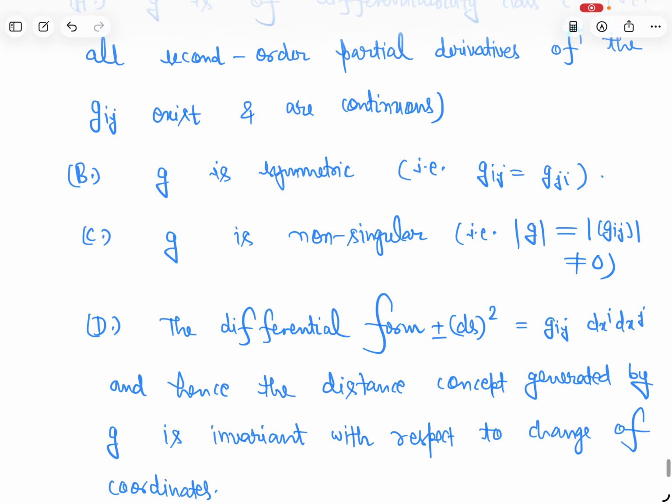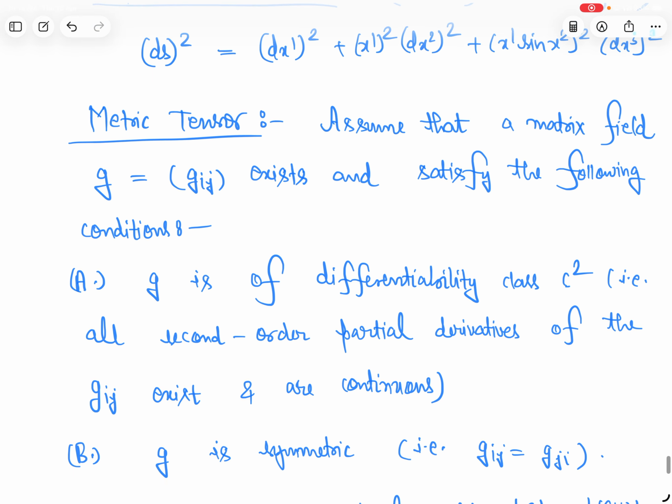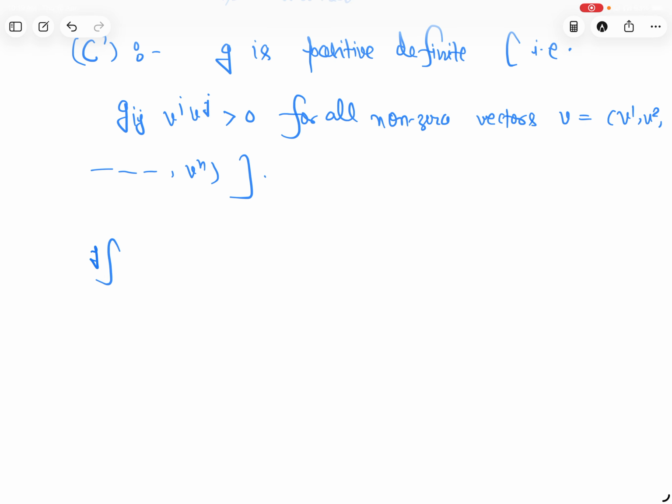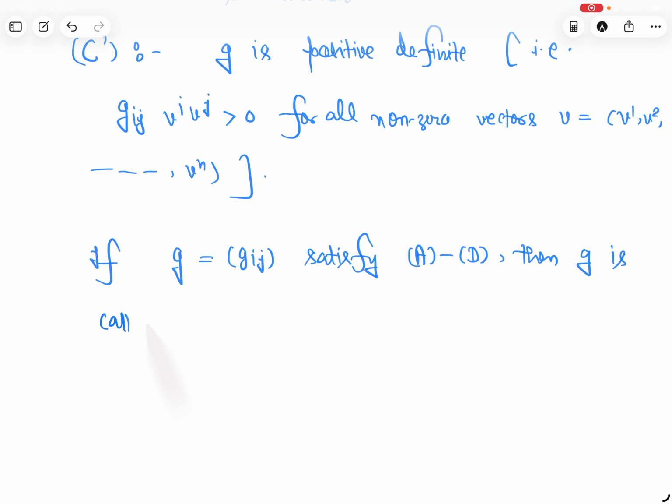I wrote that I am writing the definition of a metric tensor. Assume that G is a matrix field that satisfies the following conditions A to D. If G satisfies A to D, then G is called a metric tensor. Okay. G is called a metric tensor.